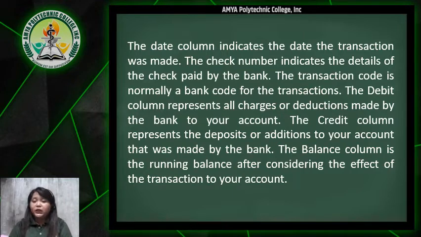The debit column represents all charges or deductions made by the bank to your account, and then the credit column represents the deposits or additions to your account. So that was made by the bank. Then the balance column is the running balance after considering the effect of the transaction to your account.